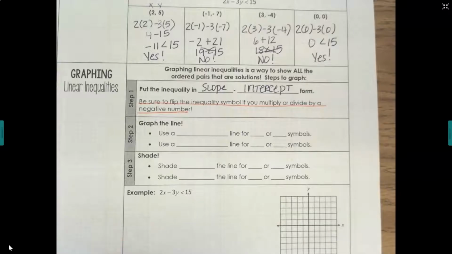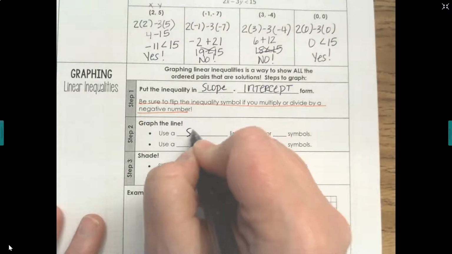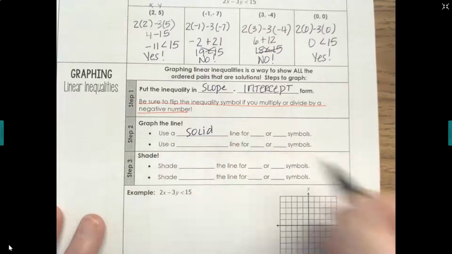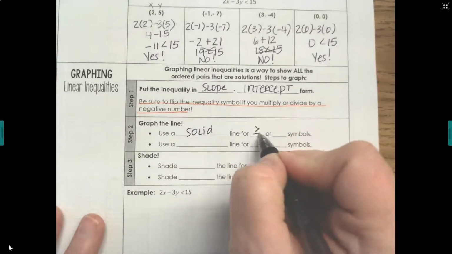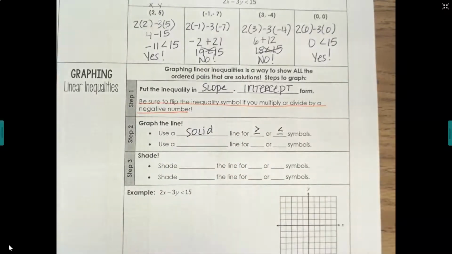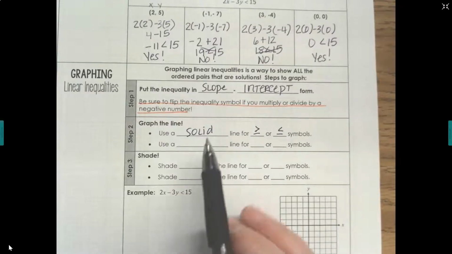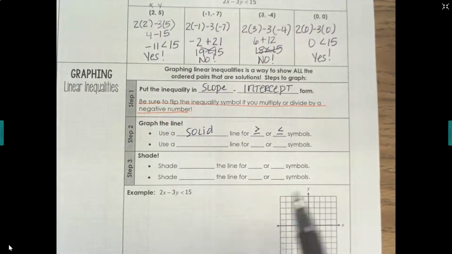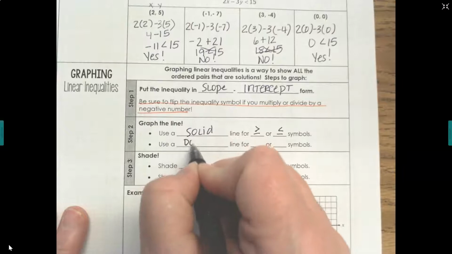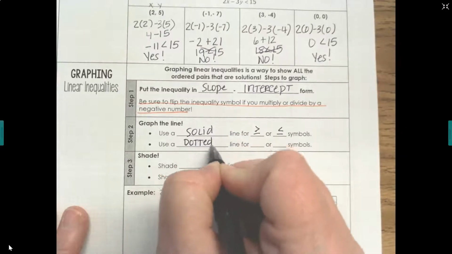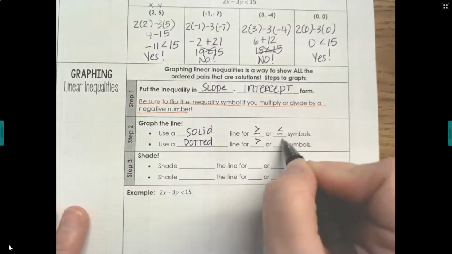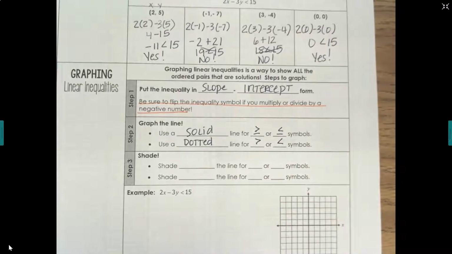You're going to use a solid line if you have an equal to symbol, either of those symbols that include equal to. You're going to use a dotted line if you have a not equal to symbol, because that means it doesn't include any of the points on the line. It's like having an open circle when we did some inequalities before.